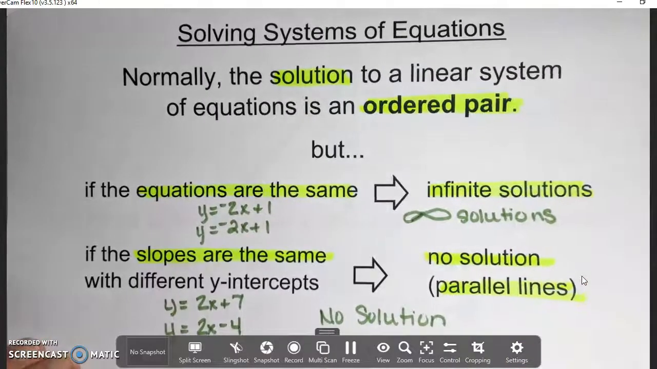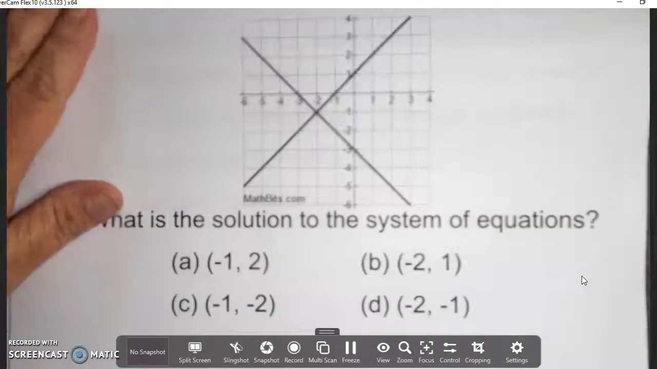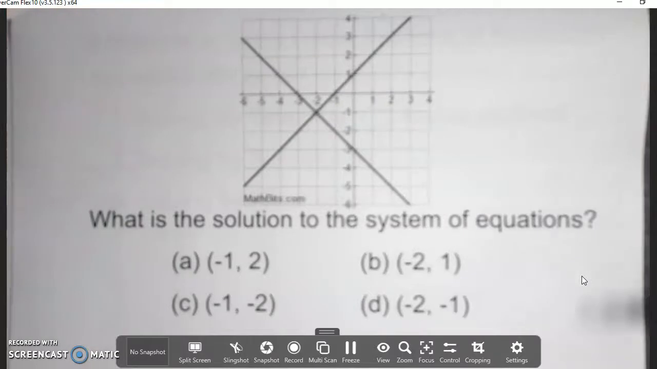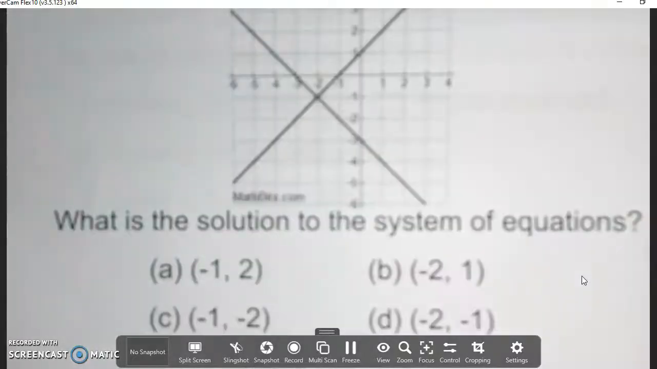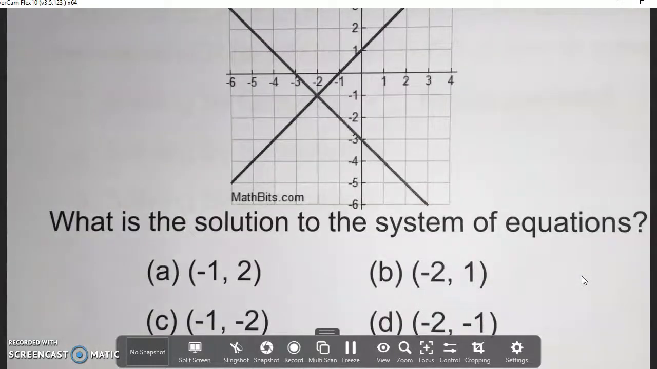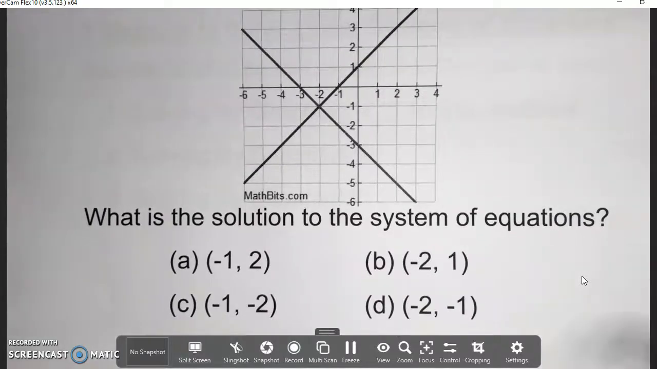Okay. So what is the solution to this system of equations?